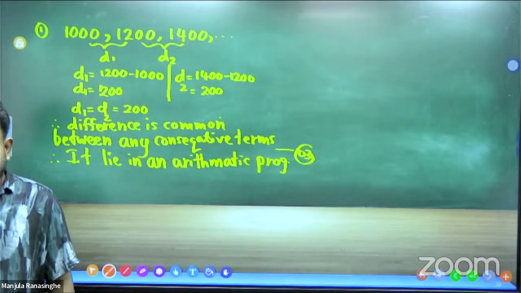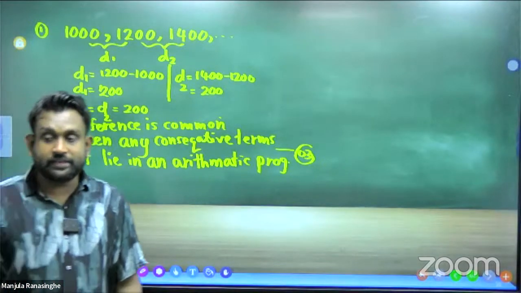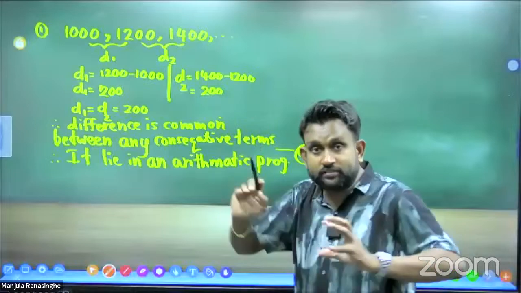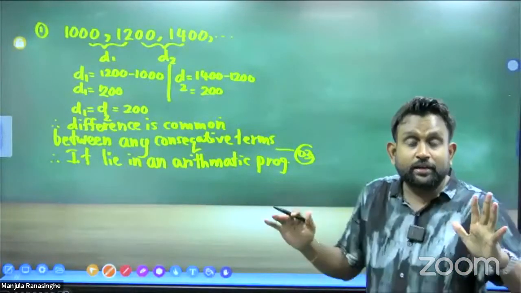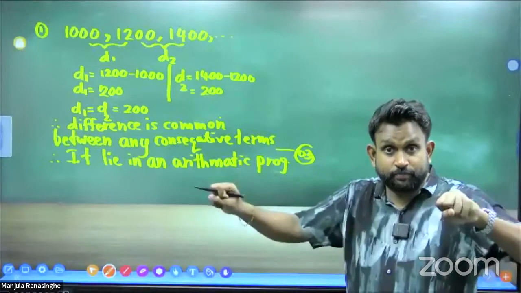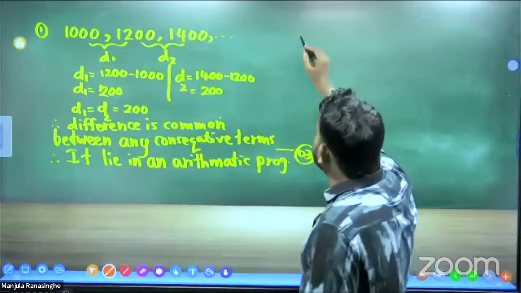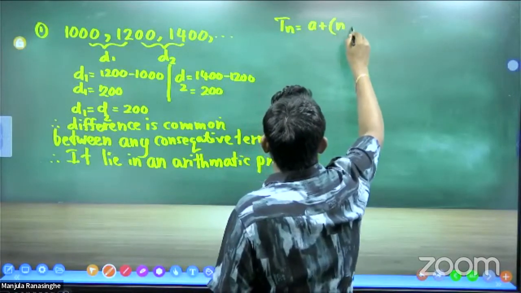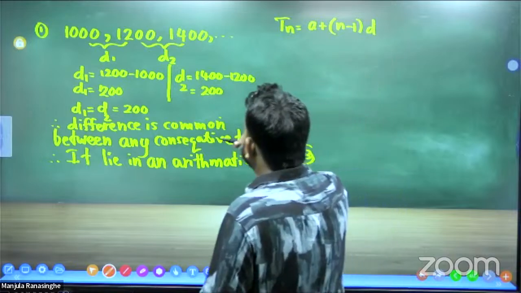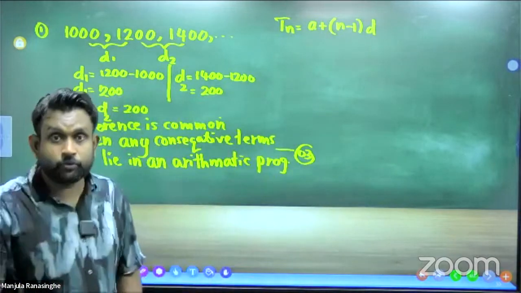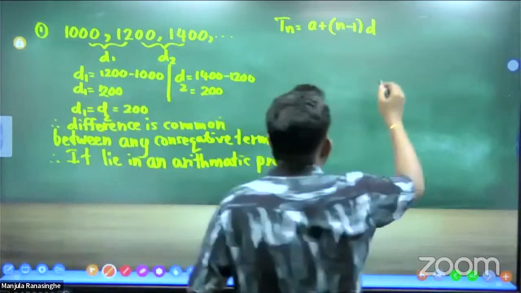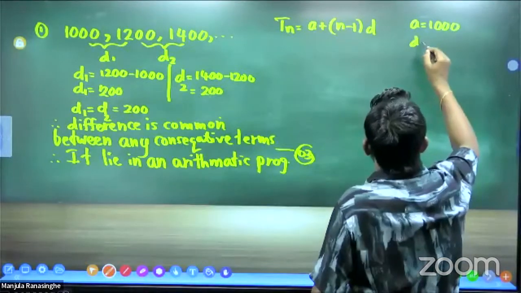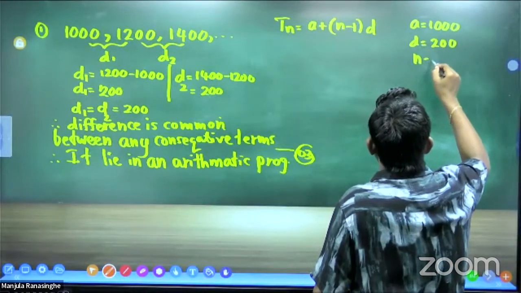Now check here. Find the amount deposited in the 12th month. So they are asking for the 12th term of this progression. To find it, there are two equations, for terms and for the sum. Here they are asking for a term, so we have the general equation Tn equals a plus (n minus 1)d. Now you apply. n is 12, a is the first term, a equals 1,000, and d is 200.